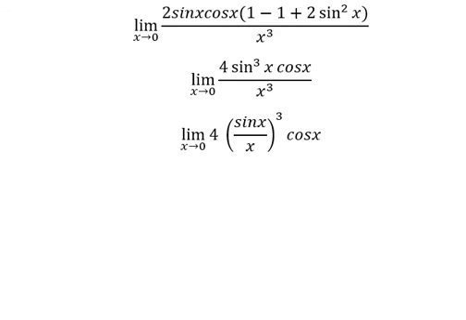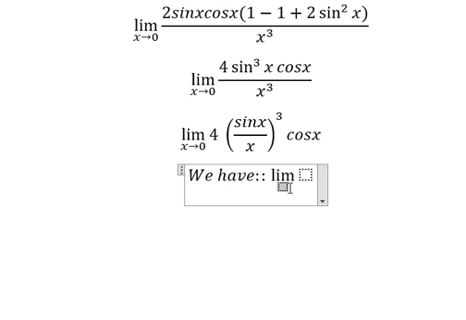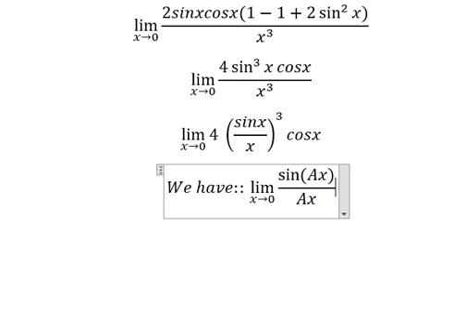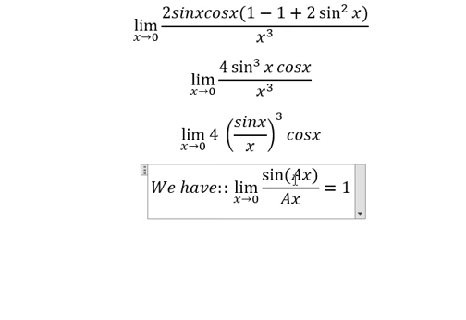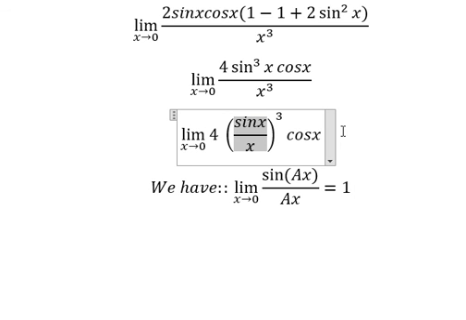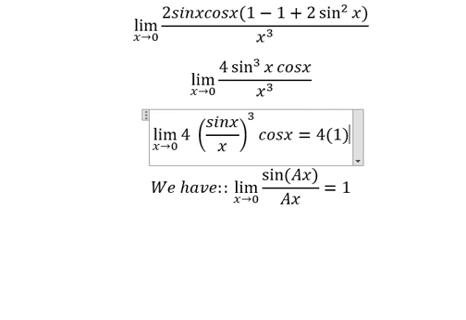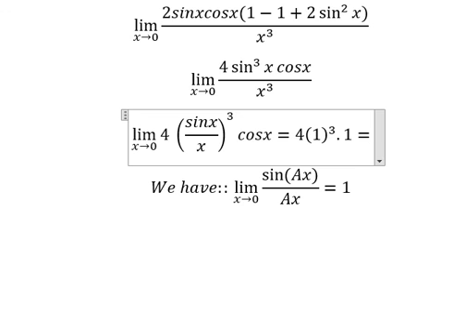Next, we have the formula in here. Sine of ax over ax equals to number 1. So a in this situation, that's about number 1. So that means when x approaches to number 0, this one will be number 1. So cosine of number 0, you have number 1. So we have the final answer, and that is about number 4.